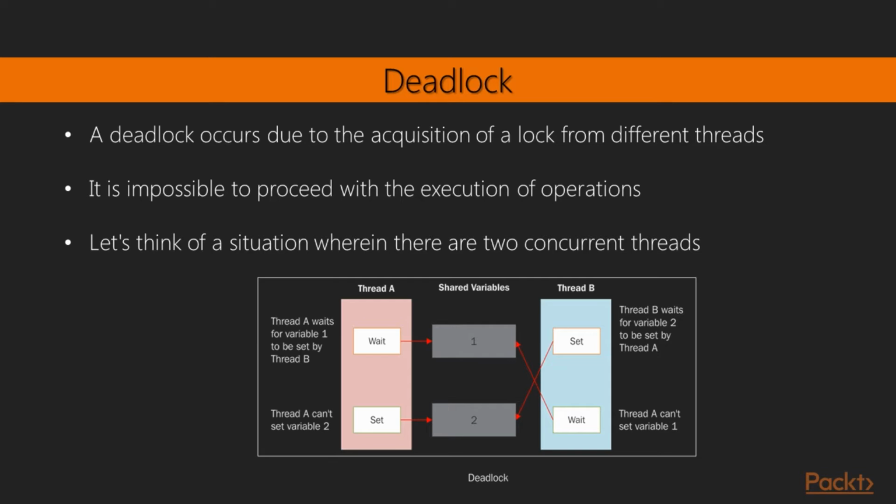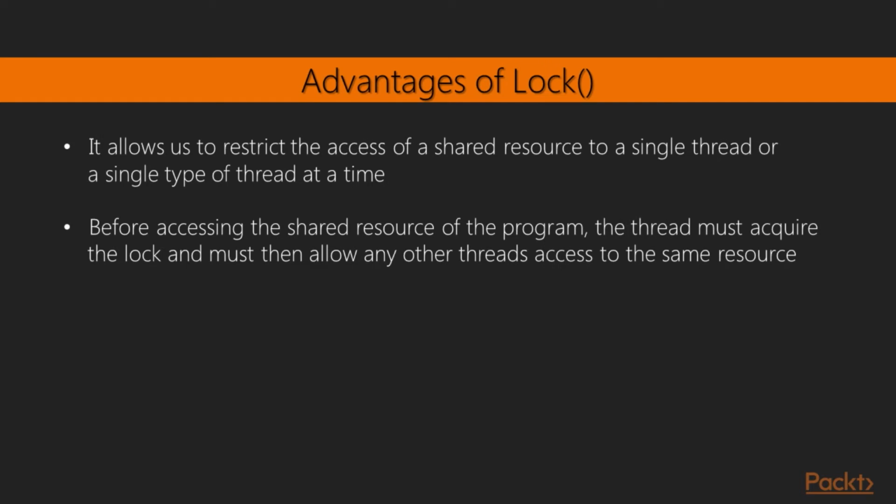As said, therefore, the use of locks to ensure synchronization so that you can access the shared memory is, on one hand, a working solution, but on the other hand, it is potentially destructive in certain cases. Lock allows us to restrict the access of a shared resource to a single thread or a single type of thread at that time. Before accessing the shared resource of the program, the thread must acquire the lock and must then release it to allow any other threads access to the same resource.